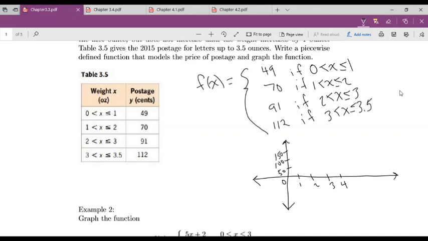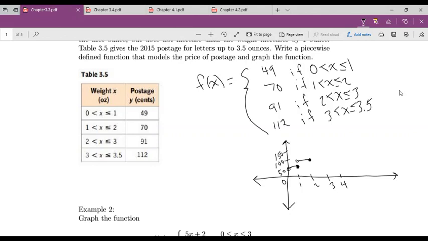If we're looking at our function, it's going to be 49 from 0 to 1. So at 0, we have an open circle all the way to 1, and then we have a closed circle on 1. It looks something about like this, a little bit below 50. Like I said, I'm just doing a very rough sketch here. Now from 1 to 2, we're at 70, so 70 is about right here maybe. I'll do an open circle here all the way to 2, where I'll do a closed circle.